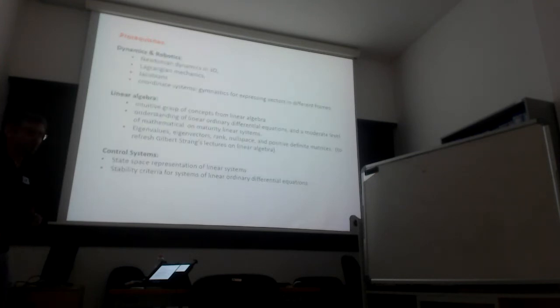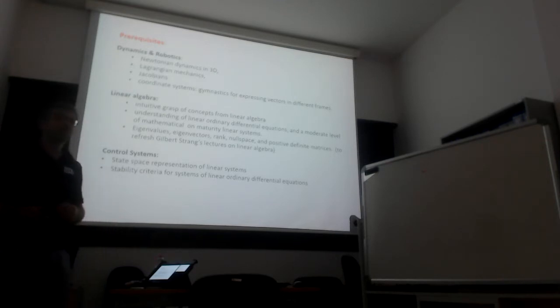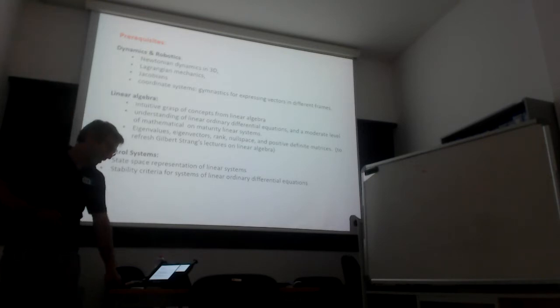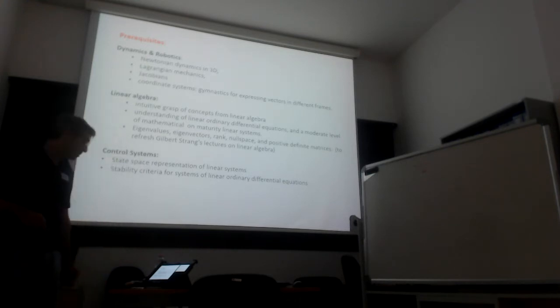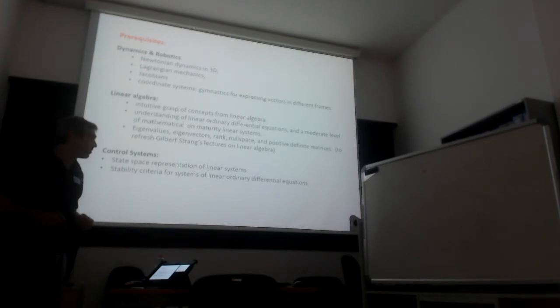Some prerequisites for this course are having some basic knowledge of Newtonian dynamics, 3D Lagrangian mechanics, basic robotics kinematics like the Jacobians, and some familiarity with coordinate system transforms. Also some basic knowledge of linear algebra, ordinary differential equations, state space models, linear systems, because we're going to talk about the dynamics of this kind of systems. And then also some knowledge of eigenvectors, eigenvalues, rank, null space, what a positive definite matrix is, and that's it.